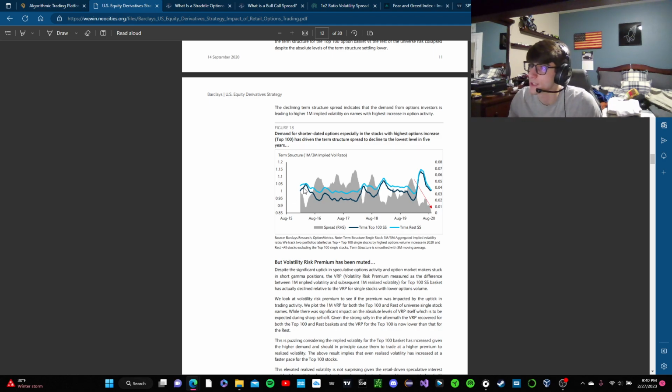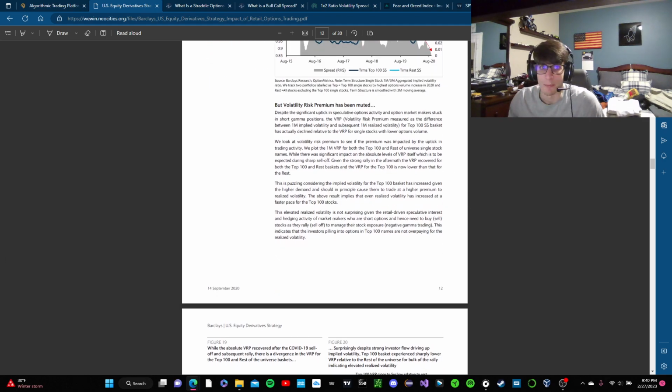This goes back to 2015. The other closest part was in 2015. Very not typical. So, before we go forward, we really need to understand what volatility risk premium is. Volatility risk premium is measured as the difference between 1 month implied volatility and subsequent 1 month realized volatility. So, it's the subtraction of implied volatility and realized volatility.